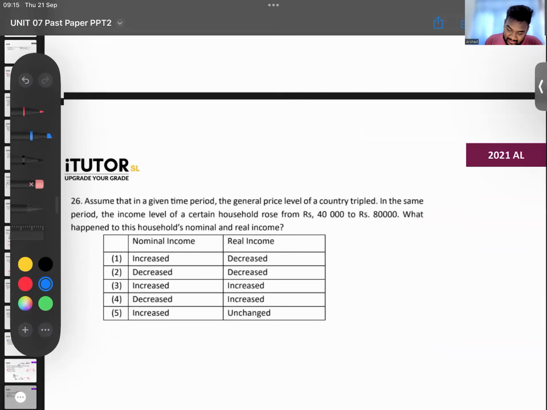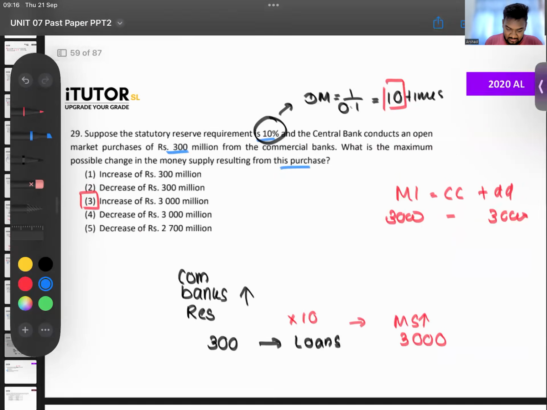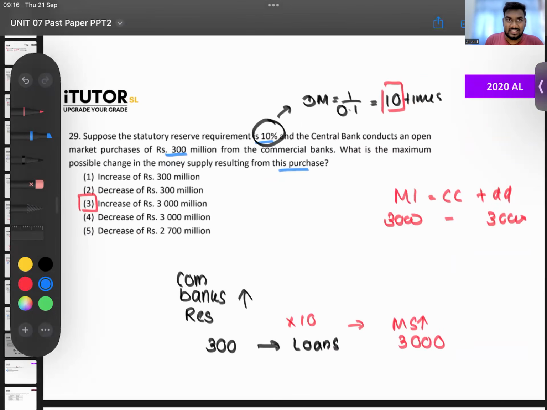That is the basic monetary policy, how it affects aggregate demand. Then 30, no, that's it. Yeah, so it's a single bank, the commercial bank gives money to one of the banks and then credit creation happens. Remember, guys, when they say money supply, you always have to take the banking system.